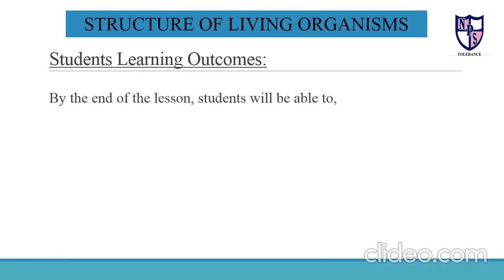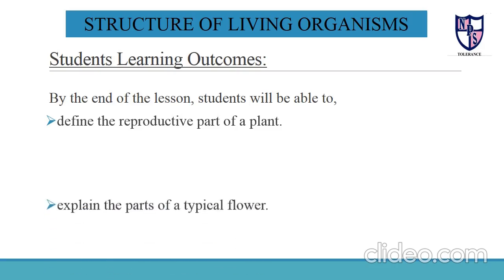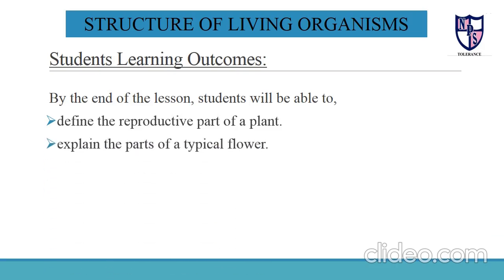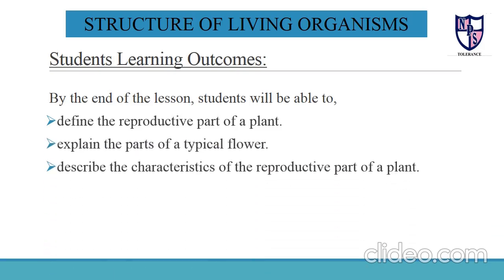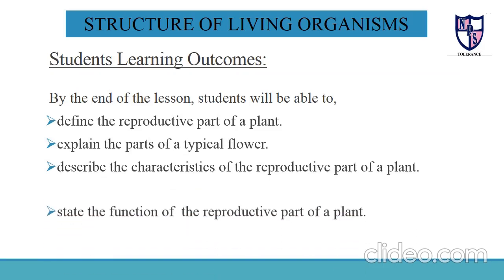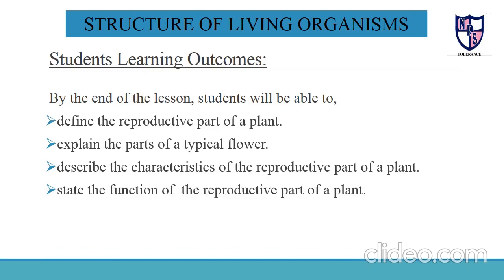Students learning outcomes. By the end of the lesson, students will be able to define the reproductive part of a plant, explain the parts of a typical flower, describe the characteristics of the reproductive part of a plant, and state the function of the reproductive part of a plant.